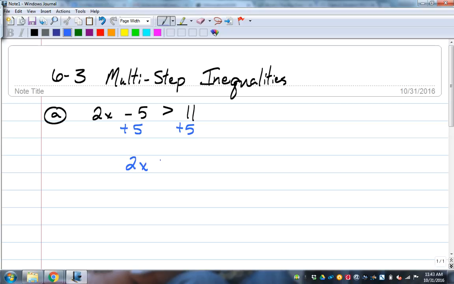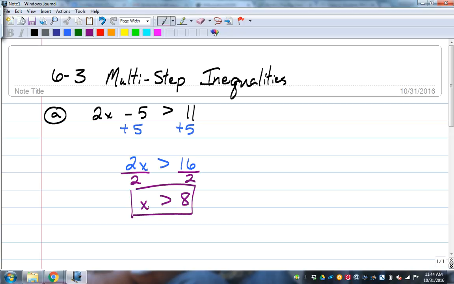The only thing that could possibly happen is we would divide or multiply by a negative. And what do we have to do if we divide or multiply by a negative? Flip the symbol. Okay, that's the only thing that could happen here that makes it any different than solving an equation. So what do I do here to solve that? Divide by the 2, right? And x is greater than 8.